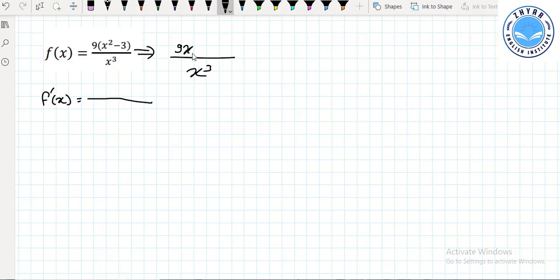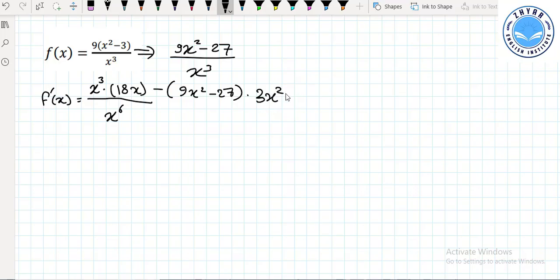This is 9x power 2 minus 27. Now if we apply quotient rule, denominator power 2, x power 3 becomes x power 6. Denominator is x power 3 multiplied by derivative of numerator, that is 18x, minus, this time numerator stays the same, derivative of denominator is 3x squared. This is quotient rule. We can simplify this.